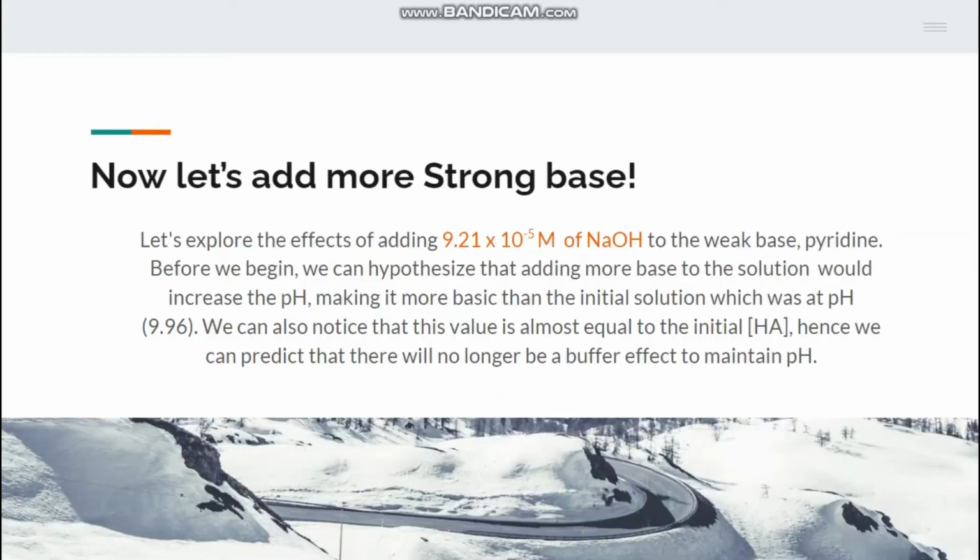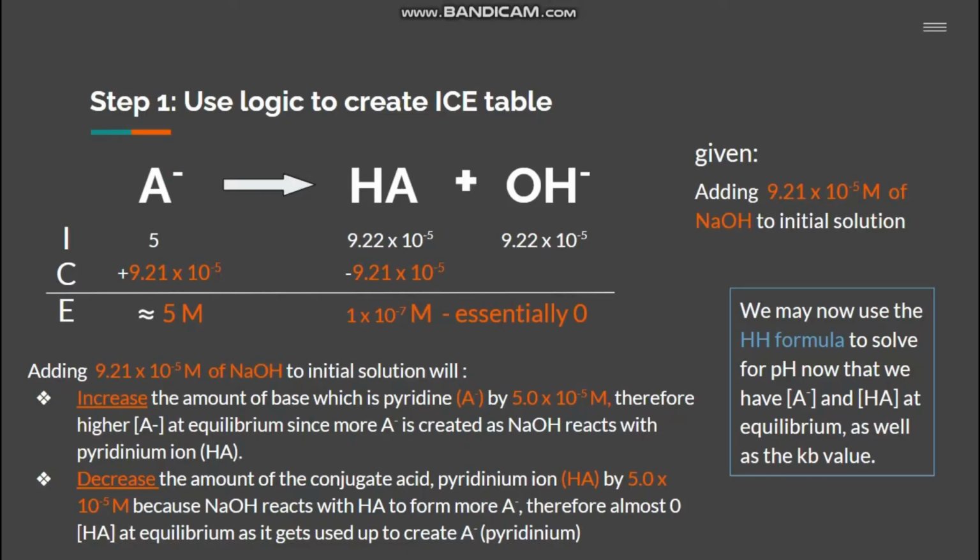Now let's see what happens when we add a concentration of NaOH almost reaching the initial pyridinium ion concentration. We can predict that the buffer effect will not exist anymore and the pH will increase by a significant amount. Using the same logic as before, the pyridine concentration will increase by the same amount of NaOH added, and the pyridinium ion concentration will decrease by the same amount of NaOH added, which is 9.21 times 10 to the power of -5. You can see that the equilibrium amount of HA is essentially 0 as it all gets used up by the strong base to form pyridine.